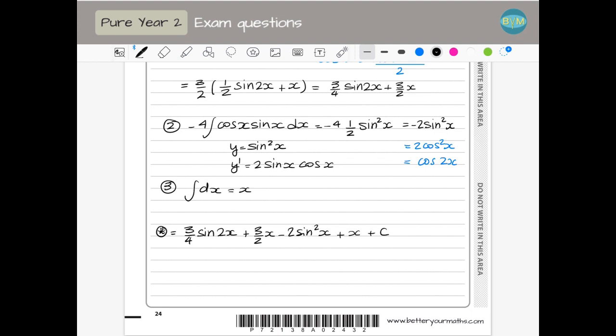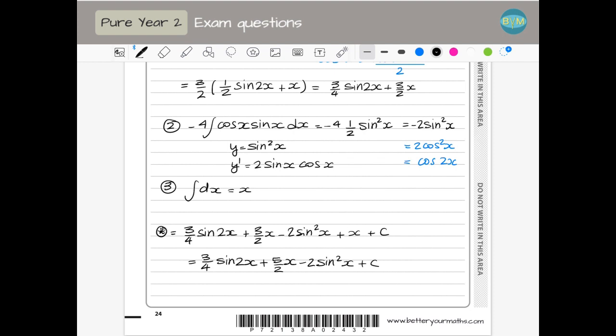And don't forget the constant of integration. I can put these 2 together, so collect x, and it's the only thing I can do to simplify, really. So 3/4 sine 2x, 3/2 plus 1 is 5/2, so 5/2 x minus 2 sine squared x plus c. And that's my final answer.